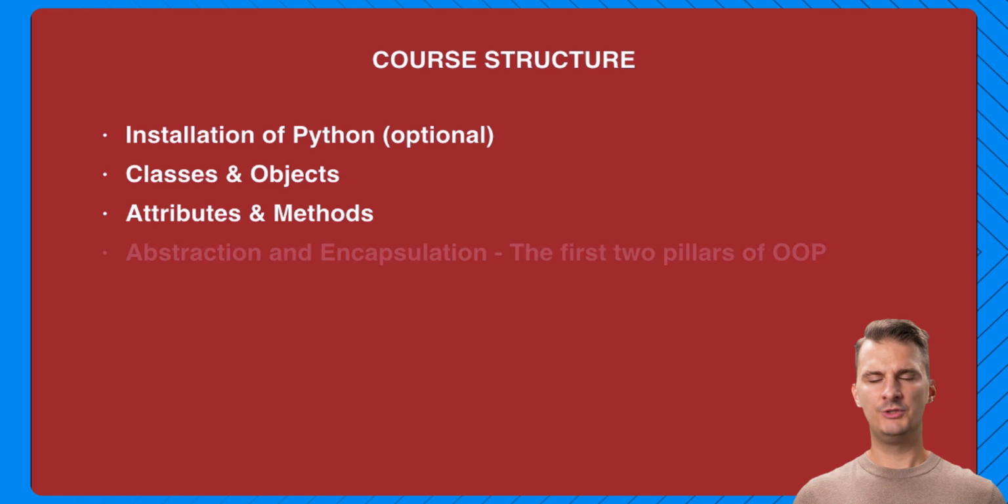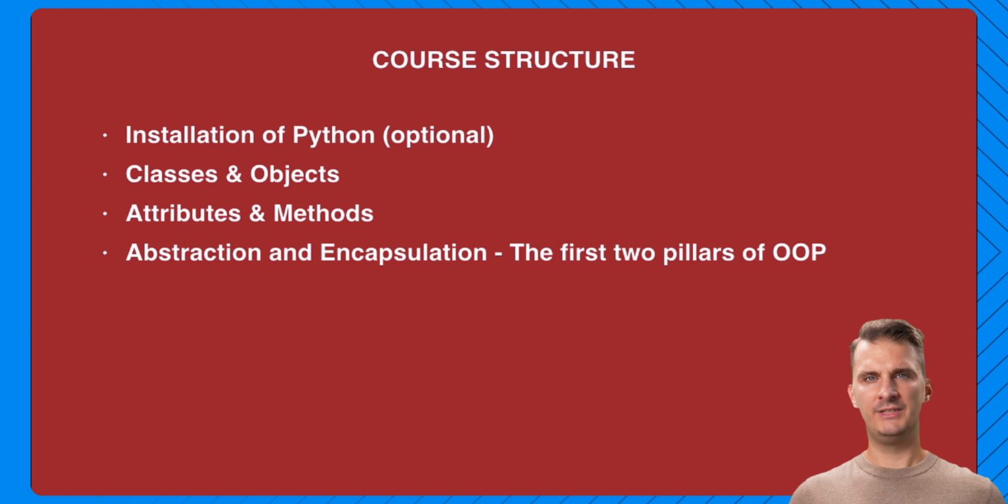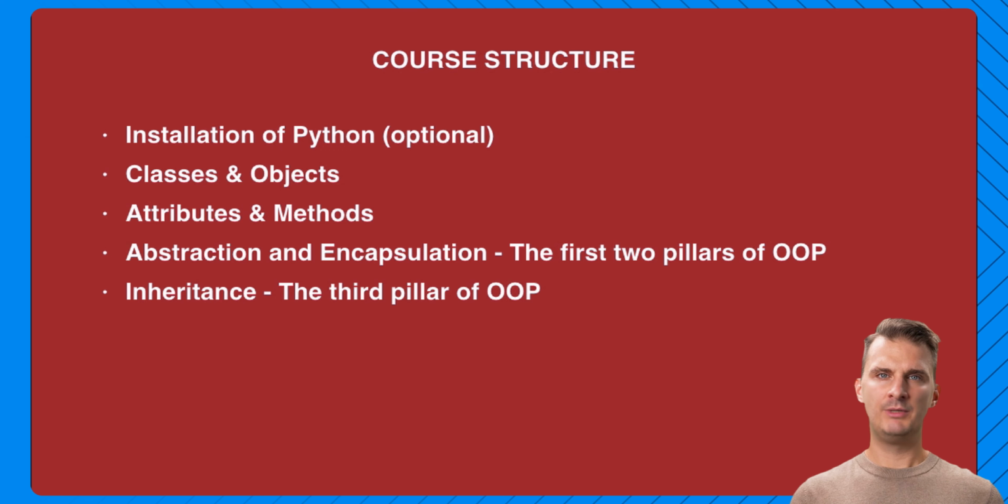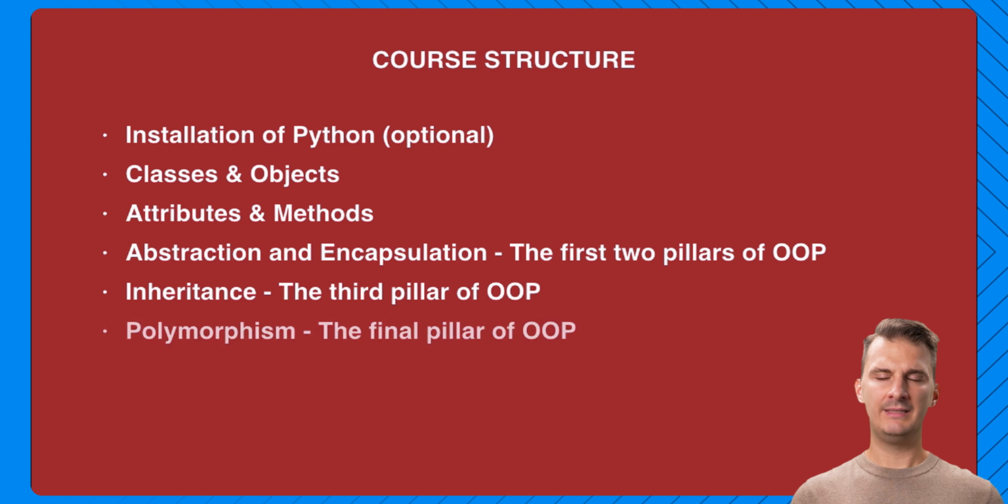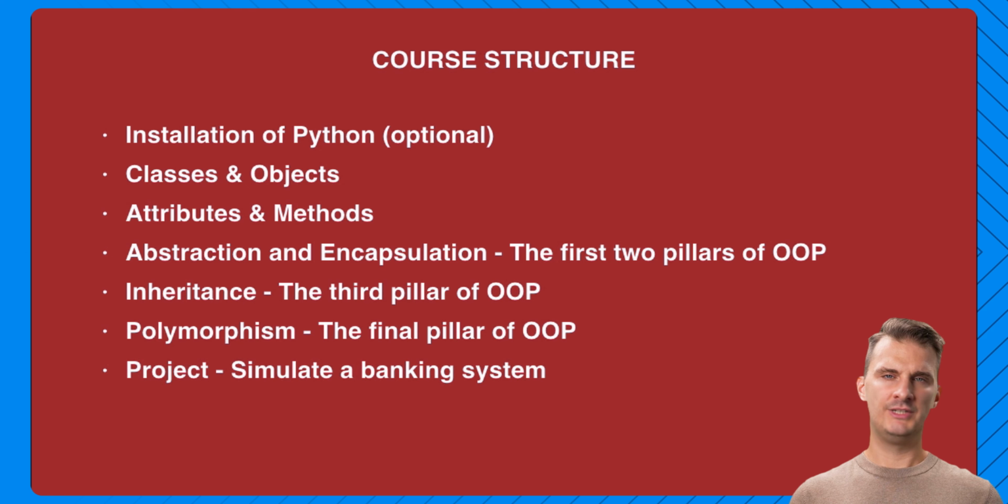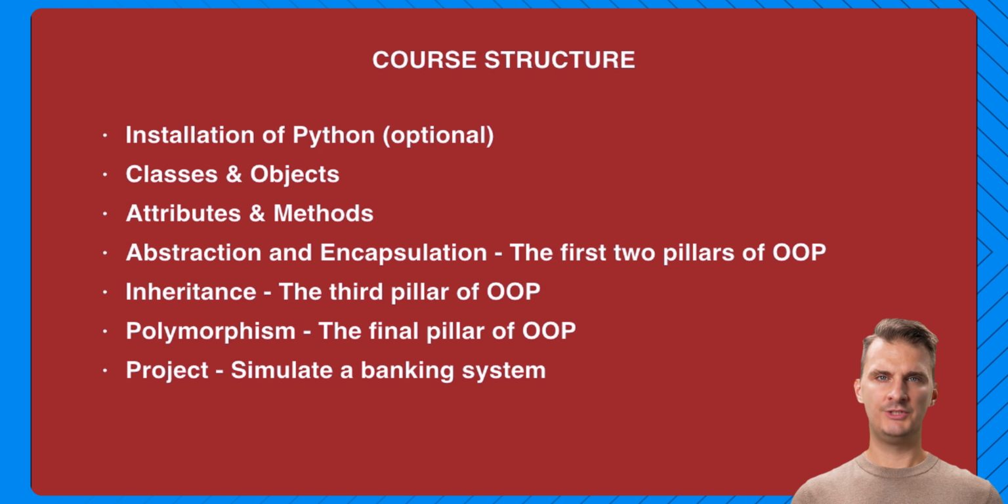And then we move on to the first 2 pillars of object-oriented programming, which are abstraction and encapsulation, and on completion of that we start with the third pillar of OOP, and it is also the most commonly used one, which is inheritance. And then we move on to the final pillar of object-oriented programming, which is polymorphism. And on completion of all these concepts, you will implement a final project in which you will simulate a banking system by making use of all the concepts which you will be learning in this course.